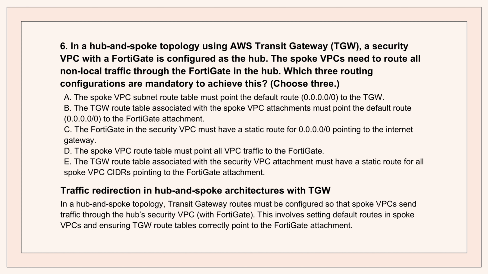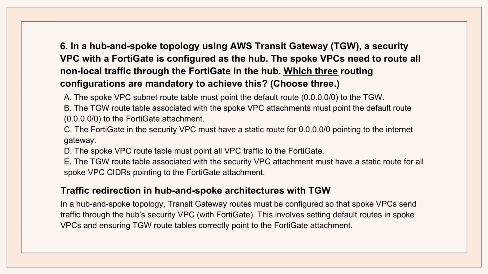Okay, picture a complex setup. Hub and spoke topology using AWS Transit Gateway. There's a central security VPC. It's got a FortiGate firewall in it, acting as the hub. Now, the spoke VPCs, these host the actual applications. They need to route all their non-local traffic through that FortiGate in the hub for inspection. Centralized security, right? This is a tricky multi-select question.